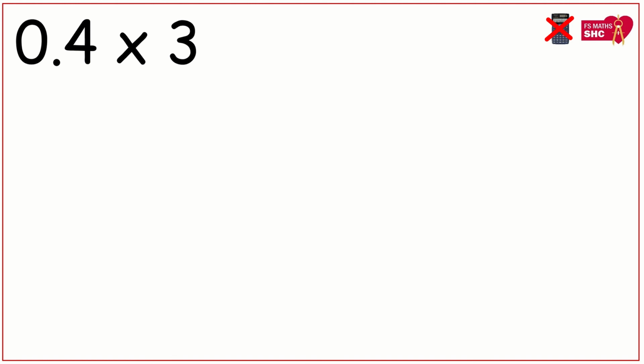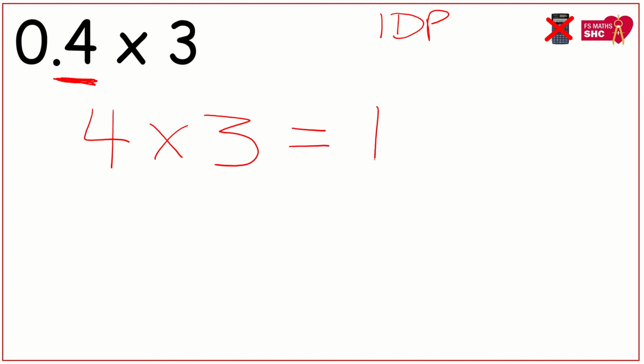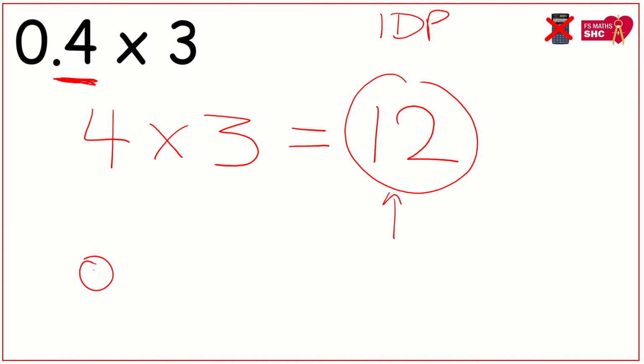0.4 times 3. There is a decimal place here, and there's only one of them. So I'm going to make a note over here: 1 decimal place. Now I'm going to ignore them. So I'm going to say 4 times 3 equals 12. And then we're going to put the decimal place back in. So I'm going to change this 12 to make it 1 decimal place. So that means the decimal place is going to go in between the 1 and the 2. So 0.4 times 3 equals 1.2.